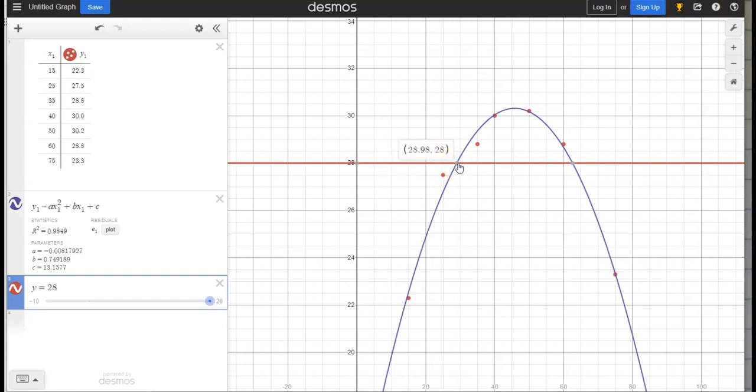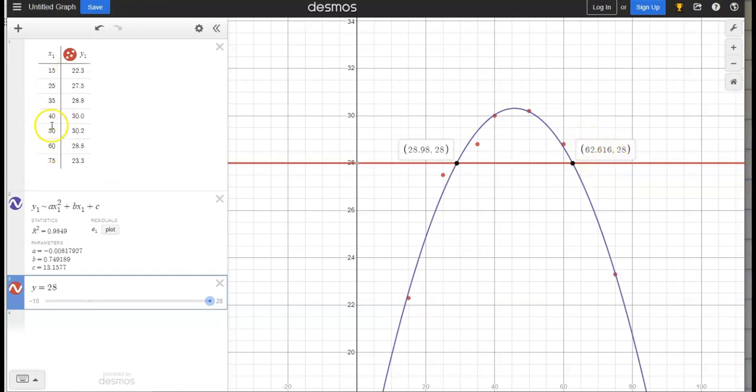This tells me that I get 28 miles per gallon. This is the gas mileage when I'm going 28.98 miles per hour, or when I'm going 62.6 miles per hour. I get the same gas mileage both places. So a question might ask you, what is the lowest speed at which you get 28 miles per gallon? That would be this one. What is the highest speed at which you get 28 miles per gallon? That would be this one.